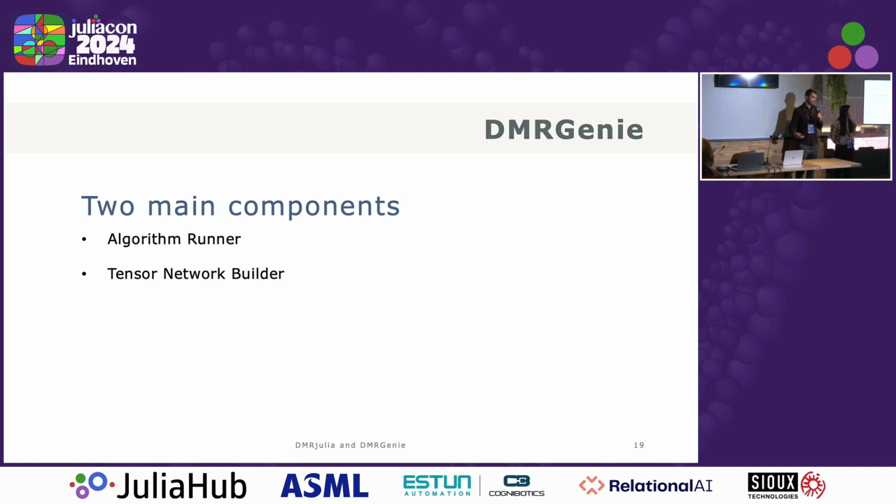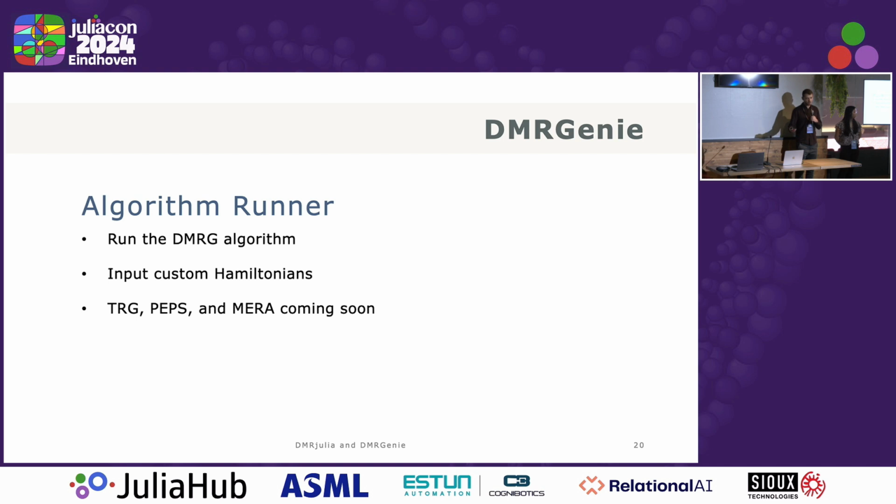So the app has two main components. First of all, an algorithm runner, and then second of all, a tensor network builder to allow users a wide variety of uses. So with the algorithm runner, currently you can run an algorithm called DMRG, Density Matrix Renormalization Group, which is one of the fundamental quantum algorithms for classical computers. It broke ground, I think, around 30 years ago, and it still is very widely used today.